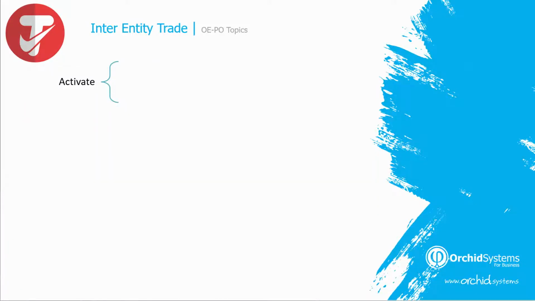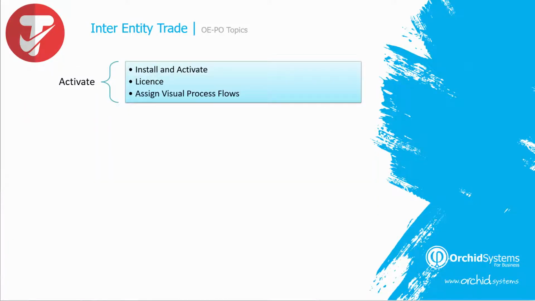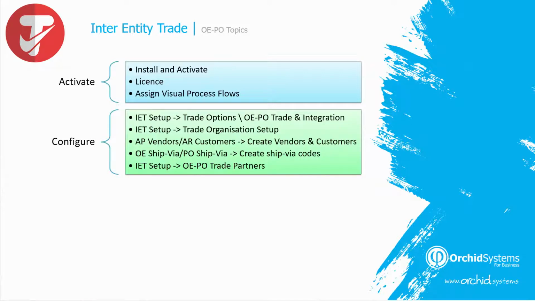In this training video, we're going to install and activate the module, check the license file, and assign the visual process flows, which helps with the setup and transaction processing. Then we're going to configure inter-entity trade. In inter-entity setup trade options, we're going to fill in the OE-PO trade and integration tabs. We're also going to use the trade organization setup to create the necessary user ID and passwords for target companies.